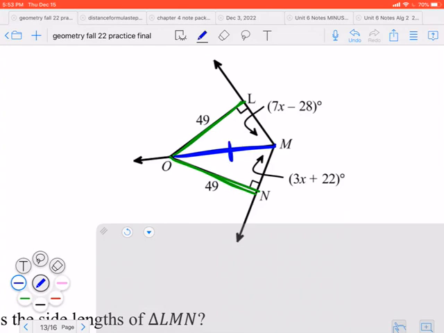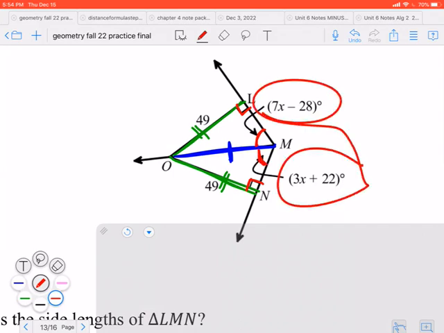So we've got HL, hypotenuse leg. We have the hypotenuse, and then we have this leg and this leg. That makes these two triangles congruent, the top triangle and the bottom triangle. HL pertains to right triangles only. So if the two triangles are congruent, then all their parts are congruent. So we could say that little angle equals that little angle, and those are the expressions they gave us.